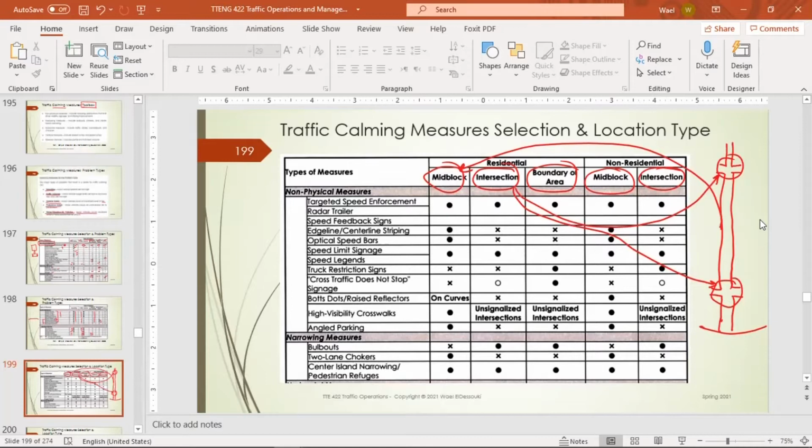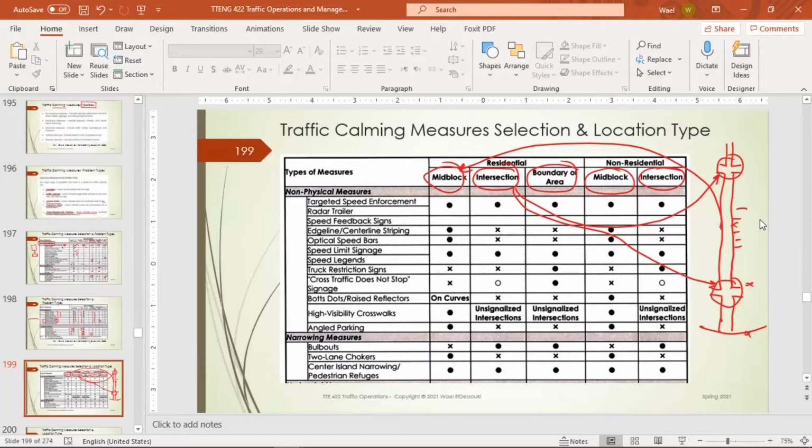Targeted speed enforcement and radar trailer. Okay? And even a speed feedback sign. All of these are efficient. Either way, you can put it mid-block, at intersection, or at boundary area. Edge line, center line striping. This is in mid-block. Usually it's better to have it here. But for intersection or boundary area, it's irrelevant. The same goes to optical speed bars. For speed limit signage, anywhere, it will be efficient.